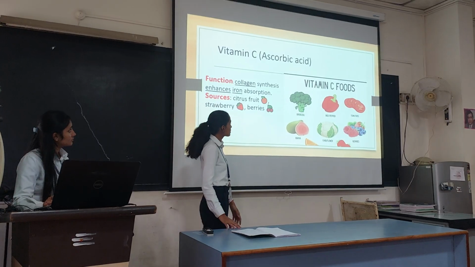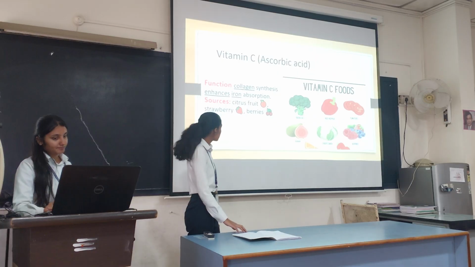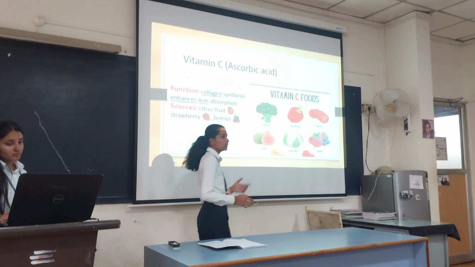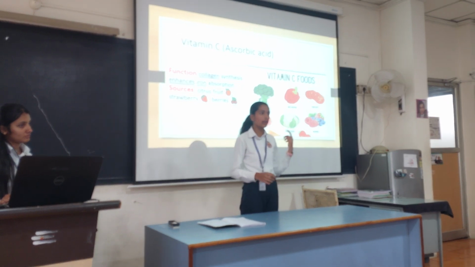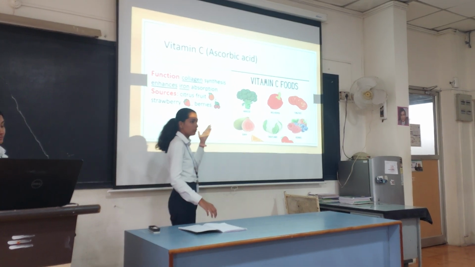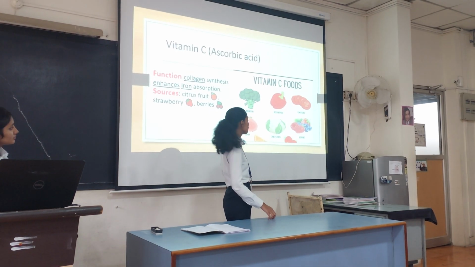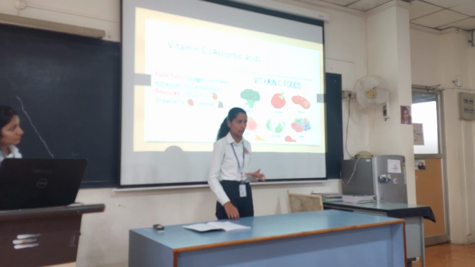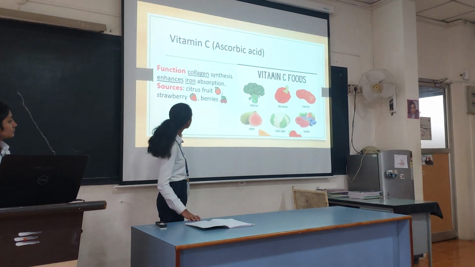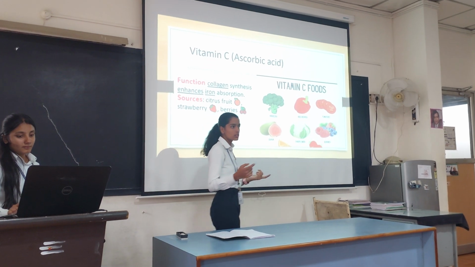The next, the last of the water soluble vitamins, vitamin C, ascorbic acid. The function is collagen synthesis and enhancing iron absorption. Collagen gives strength and structure to hair and bone and keeps them healthy. What does enhancing iron absorption mean? It means it reduces ferric iron to ferrous, and most of the absorption is done by intestinal cells. We can find vitamin C in citrus fruits and also in strawberries, berries, oranges, and tangerines.